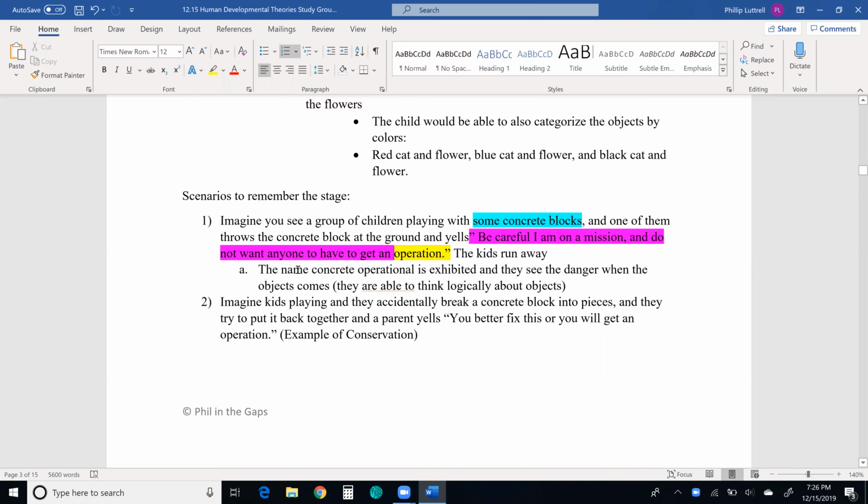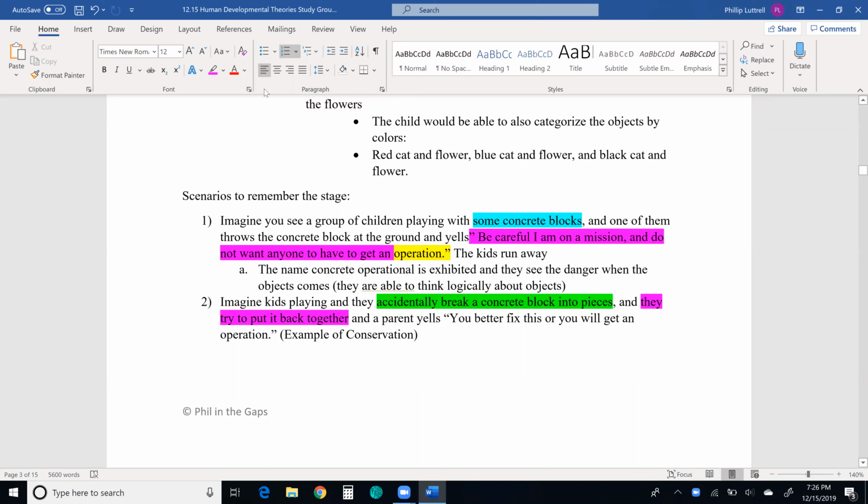The second scenario, imagine kids playing and they accidentally break a concrete block into pieces and they try to put it back together and a parent yells, "You better fix this or you'll get an operation." So this is an example of conservation. So they break it into pieces and they're able to say, "We can put it back together."